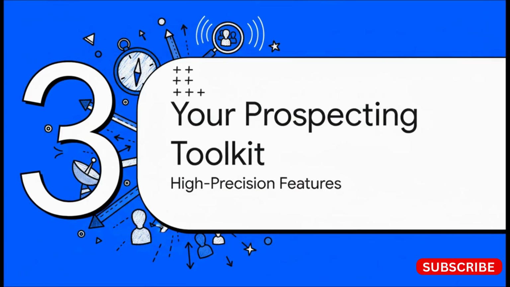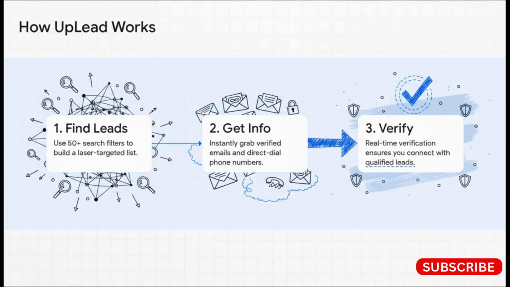Okay, so we've established this foundation of guaranteed accuracy. Now let's get into the fun stuff, the toolkit. Let's see how you can use that accuracy to build these incredibly targeted prospect lists. The workflow itself is designed to be super simple and powerful. Step 1, you find your leads. You've got over 50 different search filters so you can get incredibly specific.